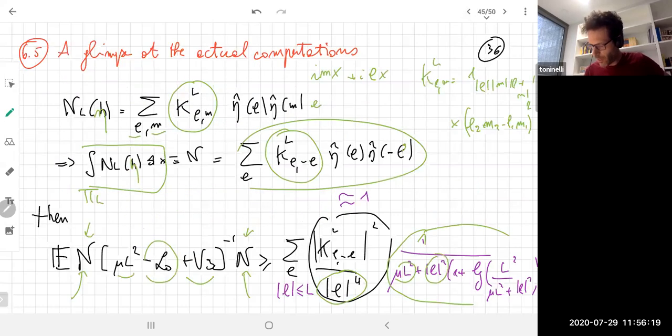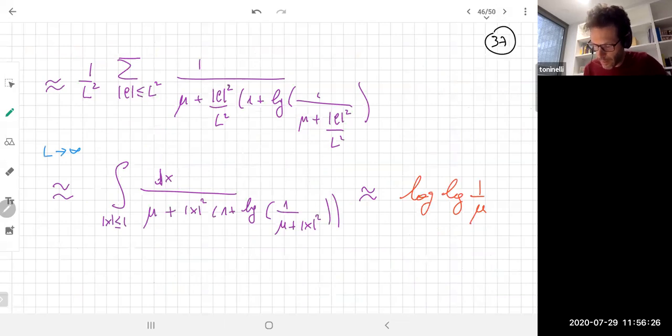This ratio here of K, L, etc., is essentially bounded above and below by 1. So you forget it. But what remains from that is the cutoff that tells you that the momenta are at most of size L, not L squared. So what you are left with is 1 over L squared times the sum over the momenta, so L is in Z2, but the norm of L is smaller than big L. And then this 1 over mu plus L squared over big L squared times 1 plus log of a similar thing.